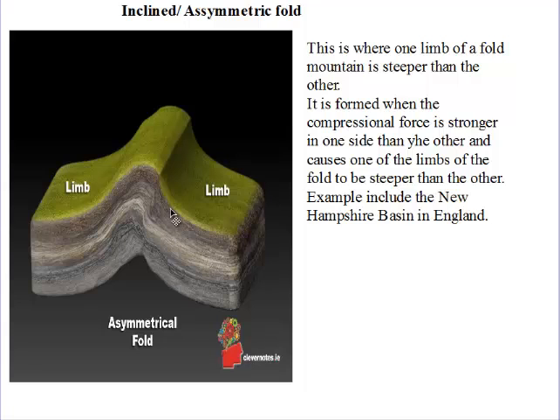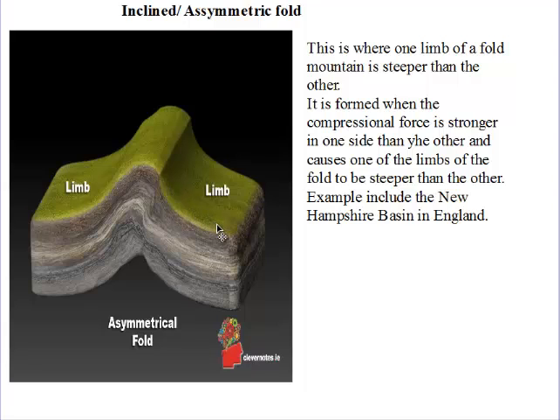It is formed when the compressional force is stronger on one side than the other side and causes one of the limbs of the fold to be steeper than the other. So you can see here that the compressional force on this side was stronger than the compressional force on this side. And so you could see that this side is much steeper than that side.